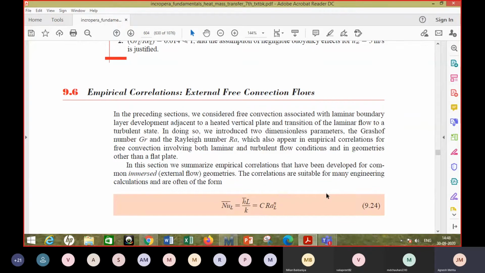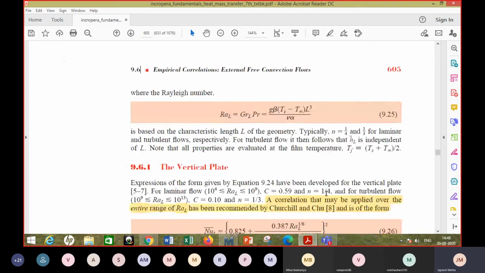So some correlations for external free convection over a vertical flat plate will be presented here, and they are generally seen as C times some constant into Rayleigh number raised to some exponent. So for different ranges of Rayleigh number, the values of C and n could be different.